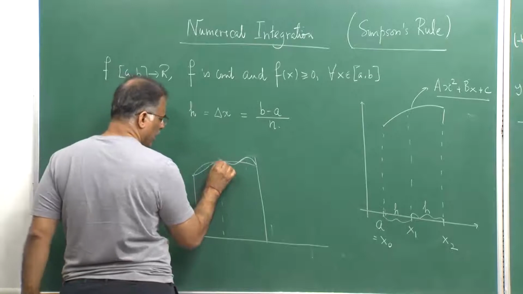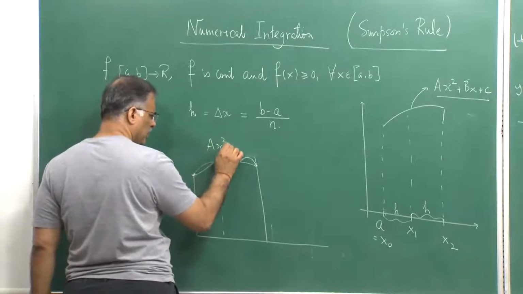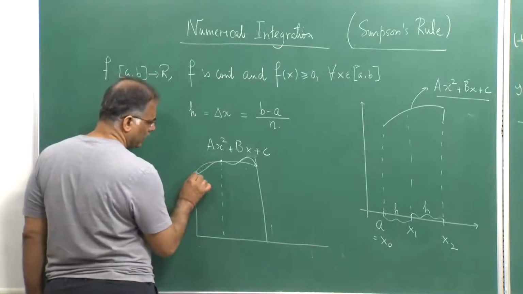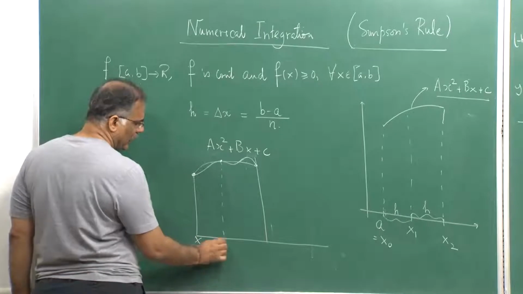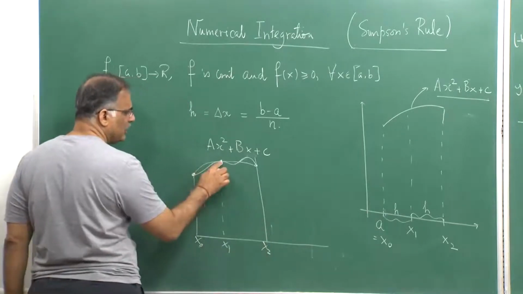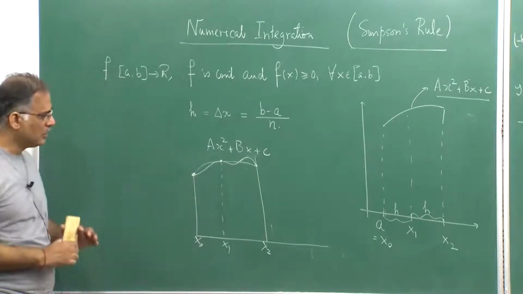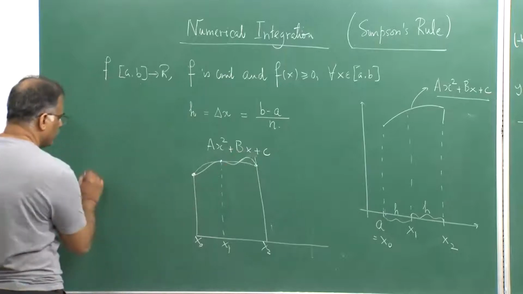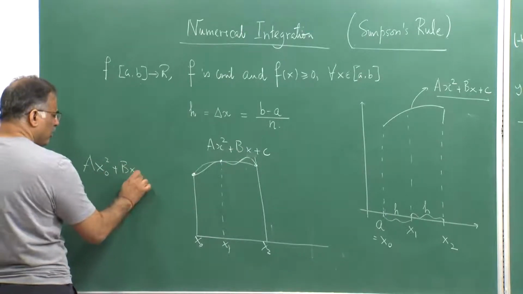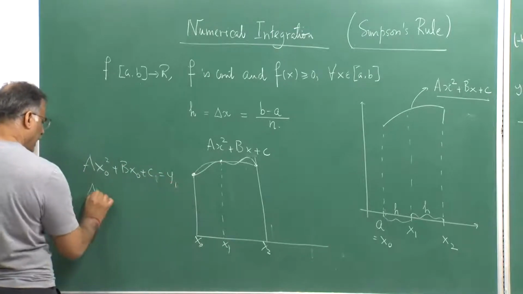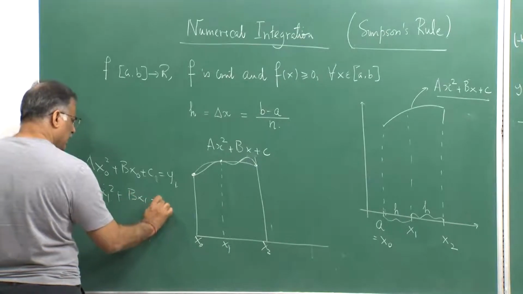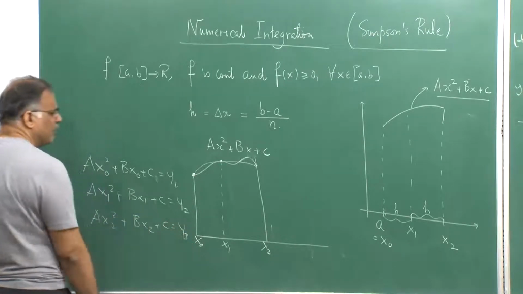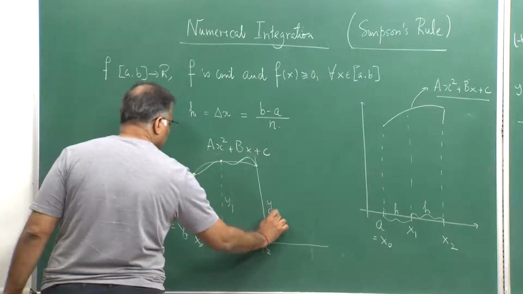So the idea is that, what Simpson said, if you want to estimate it, you take the curve ax square plus bx plus c in such a way that the function value at x0, the function value at x1, that is at the partition points, coincides with the function value of that quadratic function. So ax0 square plus bx0 plus c is y1, while ax1 square plus bx1 plus c is y2, and ax2 square plus bx2 plus c is y3. That is the requirement that Simpson posits.